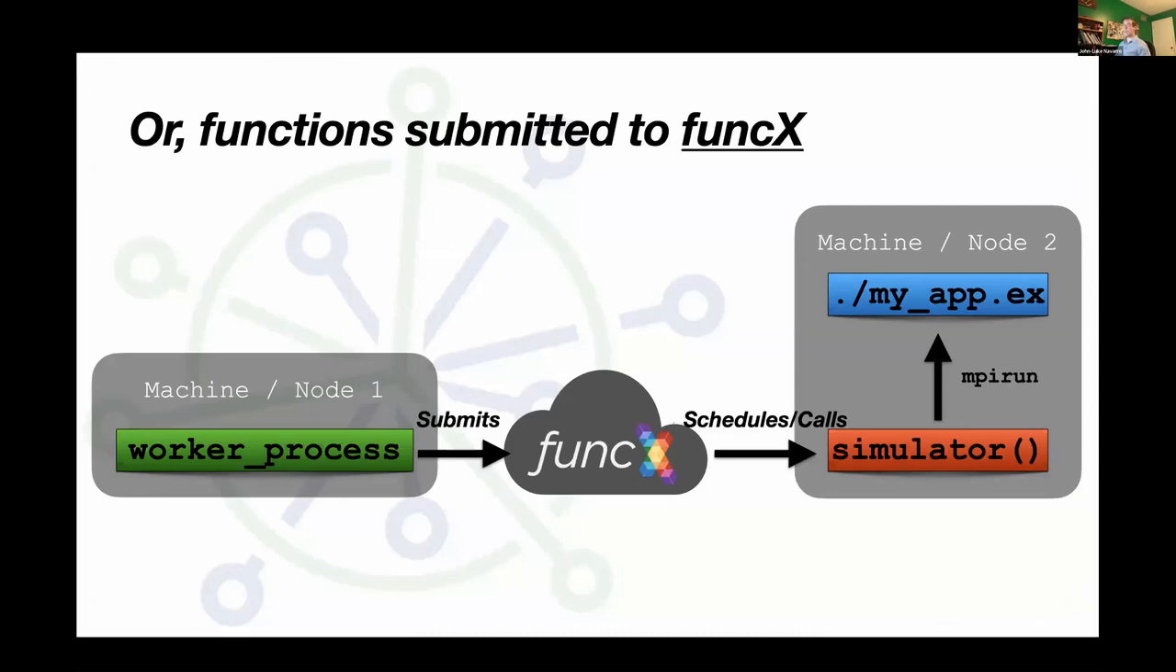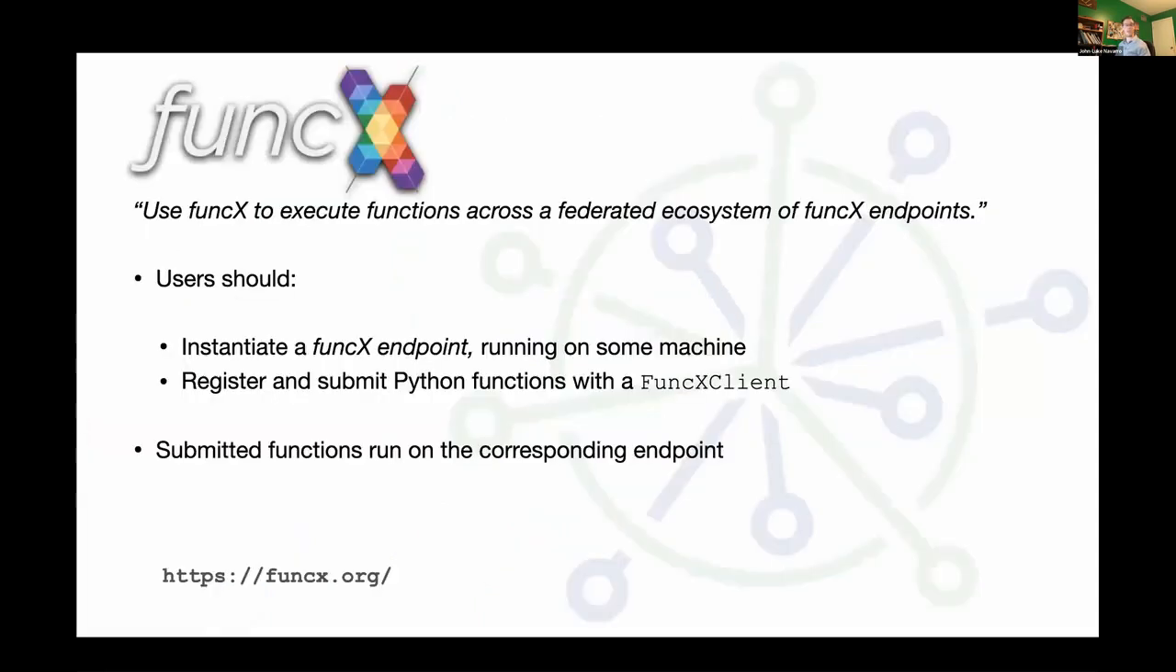Now, for a second integration, alternatively to submitting applications remotely using Balsam, libEnsemble supports submitting user functions themselves to other machines or nodes via funcX. This approach allows users to co-locate their functions and applications on the same machine, but those functions cannot be persistent, and users must adhere to funcX's task rate and data limits. According to their documentation, funcX can be used to execute functions across a federated ecosystem of funcX endpoints. FuncX is developed by researchers and developers at Argonne, UIUC, and U Chicago.